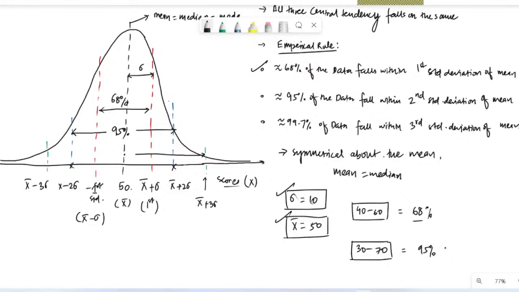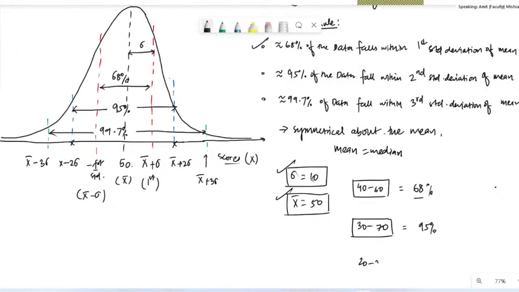What about the third standard deviation? The range will be simple, 20 to 80. So if a test is conducted, between 20 and 80, 99 students' marks will fall under this out of the total of 100 students. That's the importance of this normal distribution. Through this, you can find out the distribution of the data.